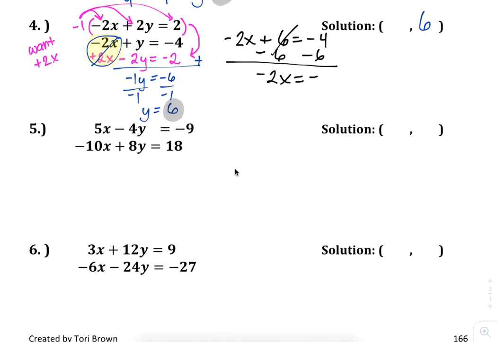That gives me negative 10, and when I divide out the negative 2, my x is 5, which means that my answer, my solution, is 5, 6. Okay? All right, so we've seen what happens if it already cancels. We've seen what happens if the numbers are the same, but I want a different sign. 5 and 6 are going to be a little bit different. These problems, you're actually going to have to multiply it by a number, okay?